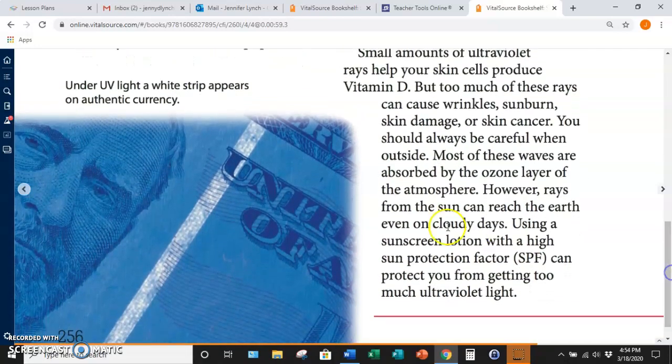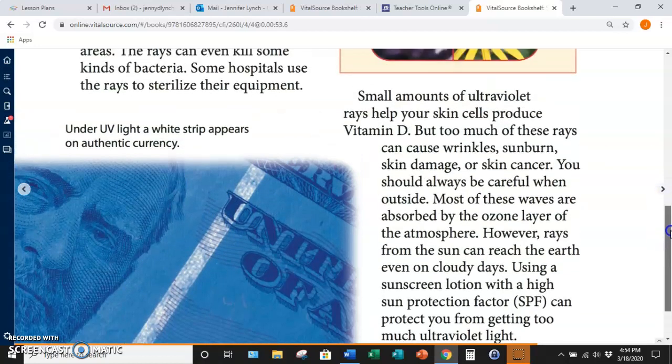Under UV light, a white strip appears in money, so they can see if it's a real currency or if it was made by somebody. That's a picture of that.